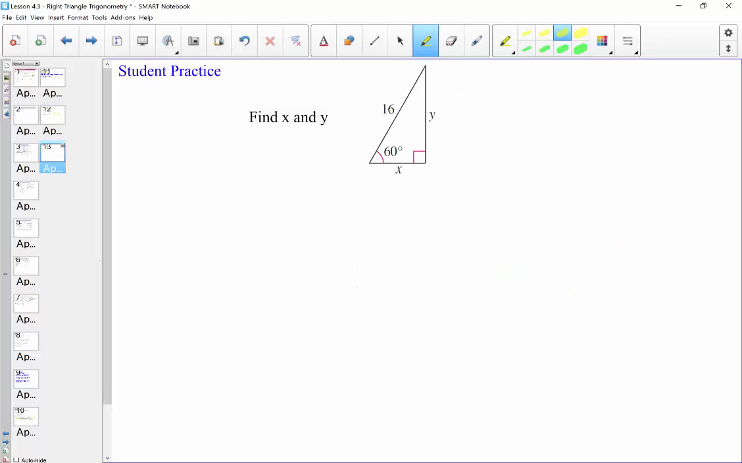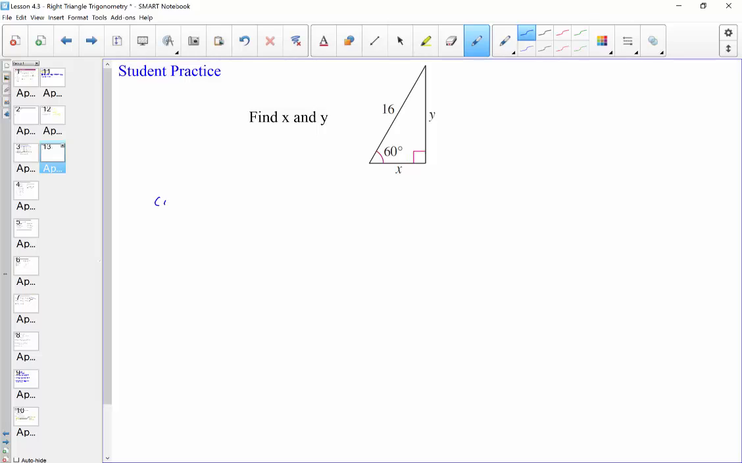Now go ahead and pause your video and try this problem on your own. Here we can use the trigonometric functions cosine and sine to solve for the unknown sides x and y. Let's first solve for the base x.